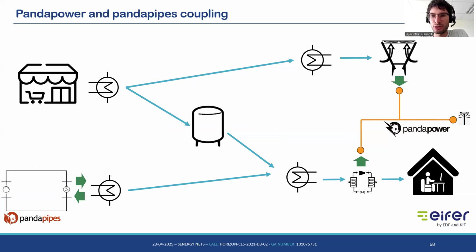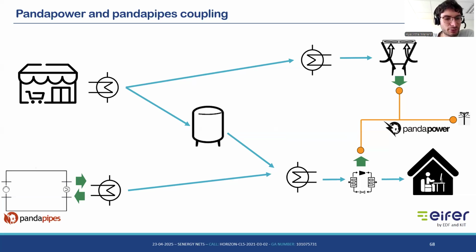The one on the top will map the power that is consumed by the fans of the dry coolers, which is one of the outputs of the dry cooler model, into a load of Panda Power. And same at the bottom, I will map the power that is consumed by the compressor of the heat pump into another load of Panda Power. Then Panda Power will calculate the power flow at every time step after this information is mapped from the Panda prosumer.